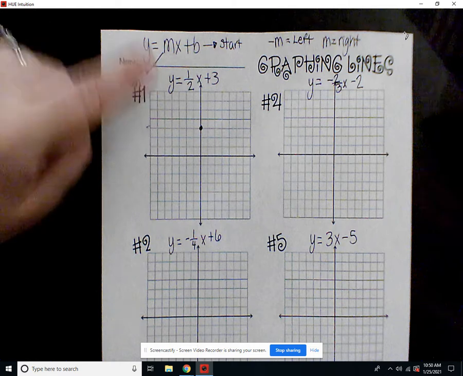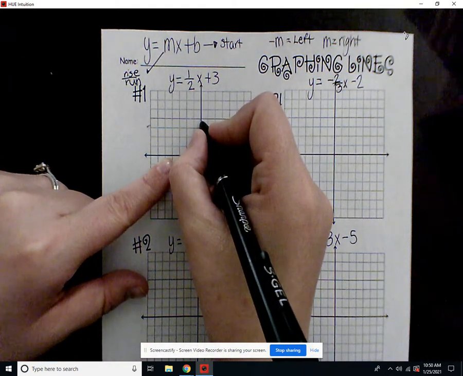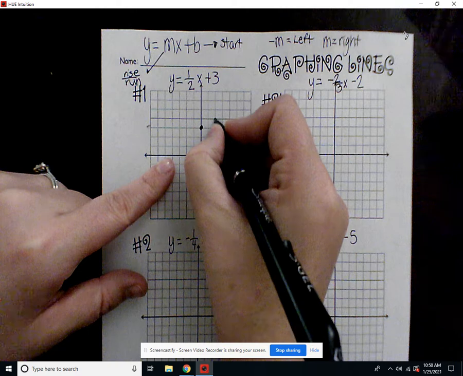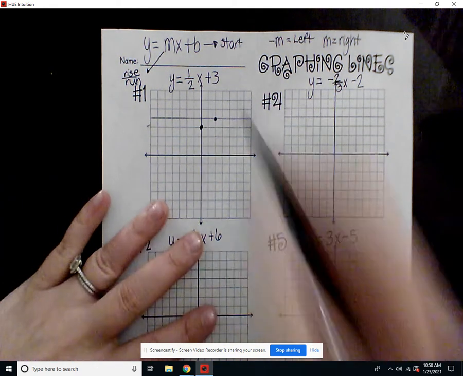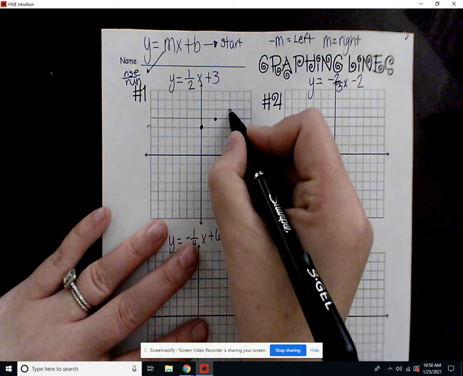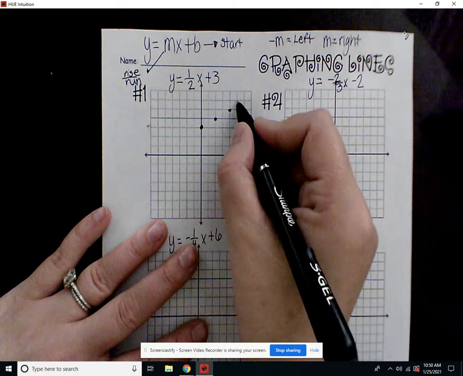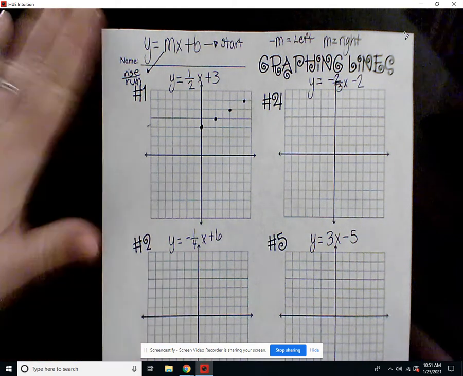Since our m is positive, we're going to go to the right. So we're going to go up 1 space, to the right 2 spaces. And then we're going to continue that pattern until we run out of room at the top. So up 1 space, to the right 2 spaces. Rise 1 space, run 2 spaces to the right. Okay, so that's the top half.